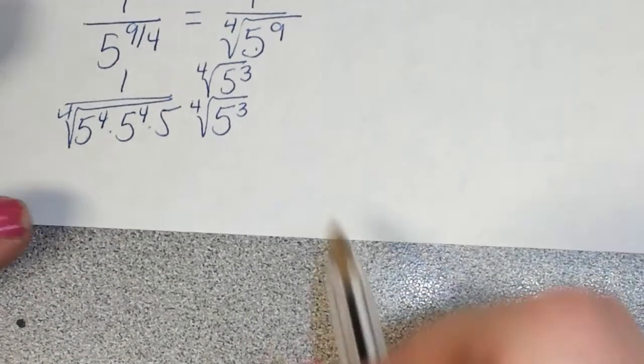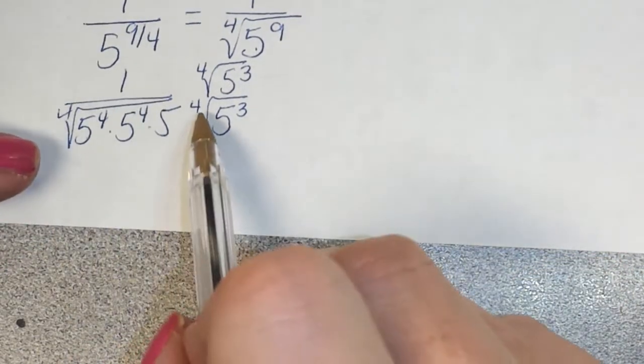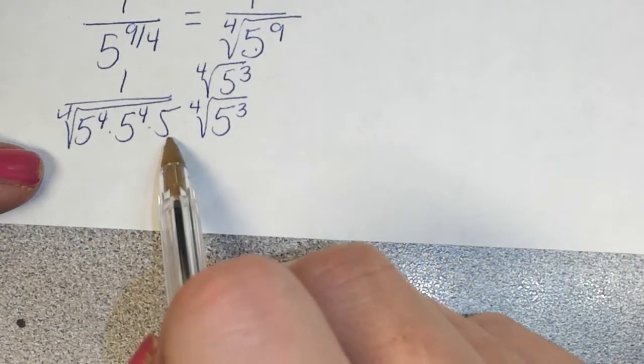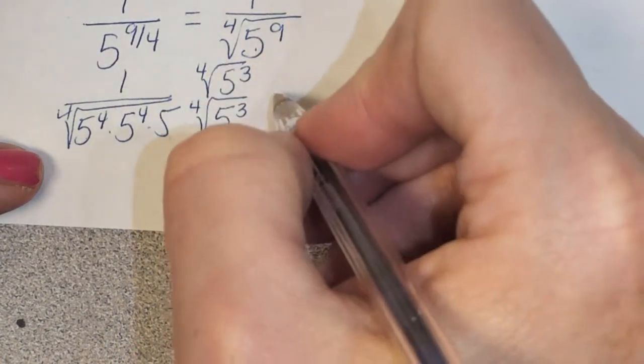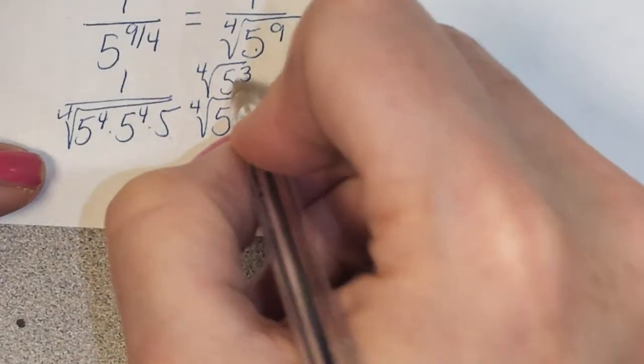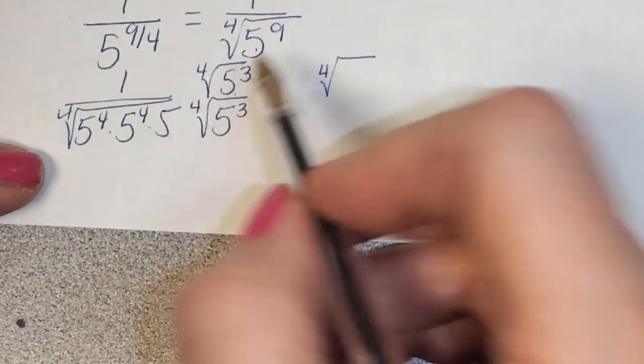That's kind of difficult to understand, but the reason why we do that is because I need to have 5 to the 4th on this factor. So what I've got now is the 4th root of, and I might as well go ahead and do this. What is 5 cubed?